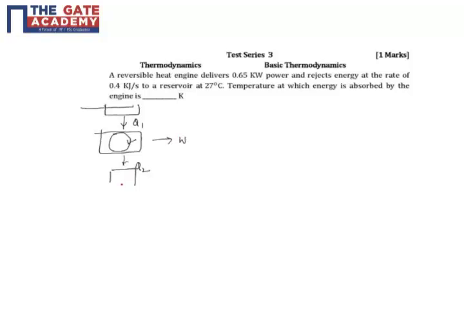The sink is at 27 degrees, which is nothing but 300 Kelvin. Remember, when you are dealing with heat engines, you always have to use Kelvin as the temperature. Everything is in rate units here, I mean per second. So 0.65 kilowatt is the work done, whereas the heat rejected is 0.4 kilojoules per second.